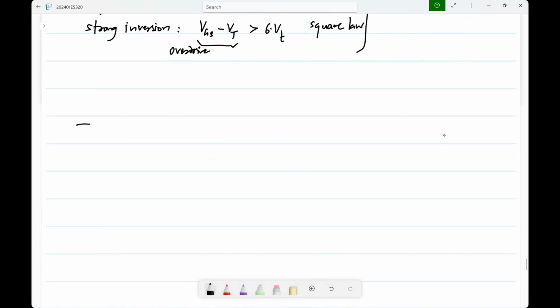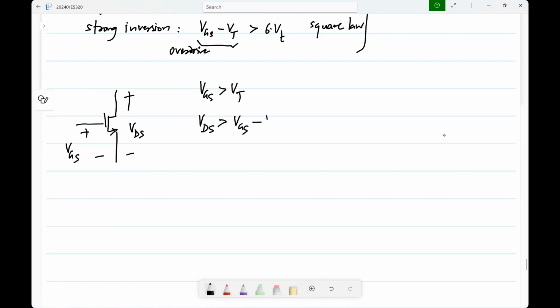Now, just a small diversion. I will use the 3-terminal model. I'll show only 3 terminals wherever the 4th one is not required. Of course, for the transistor to be on, VGS must be greater than the threshold voltage. What is the condition for the saturation region? VDS greater than VGS minus VT.